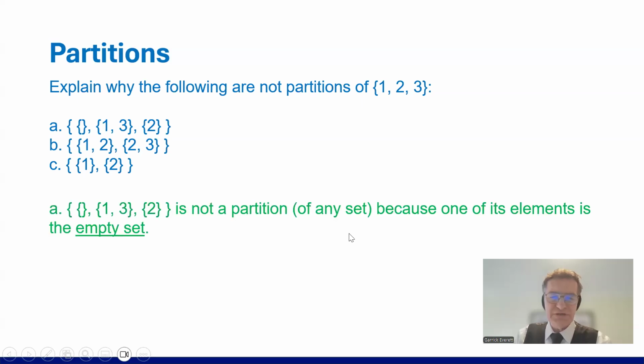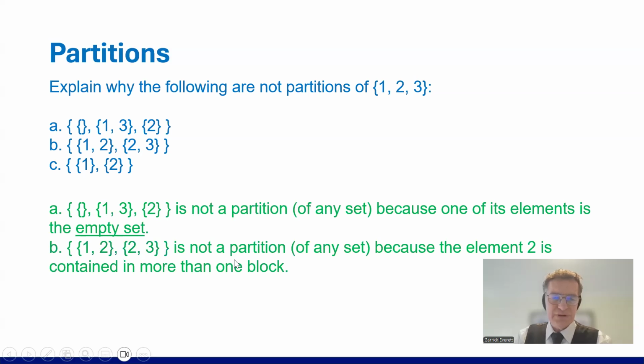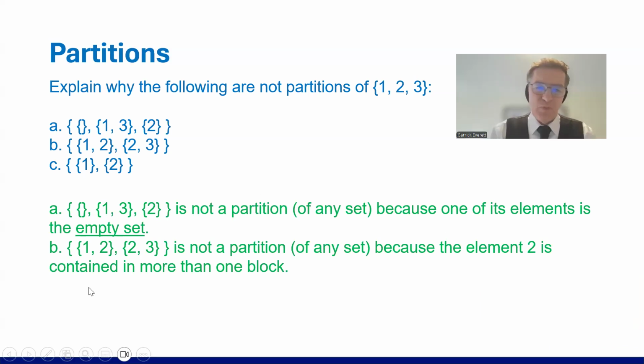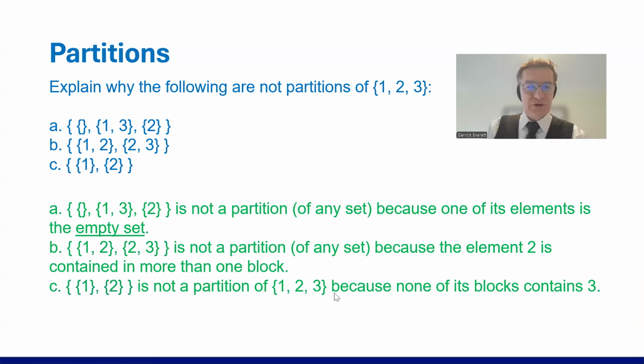Okay, first one, it's not a partition of any set at all because one of the elements is the empty set. So that cannot be a partition. 1, 2, and 2, 3 is not a partition of any set, again, because the element 2 is contained in more than one block. Can't have any overlaps. 1 and 2 is not a partition of 1, 2, 3 because none of its blocks contain 3. There's a missing 3 there. Okay? So, fairly obvious. More obvious once you've explained it.